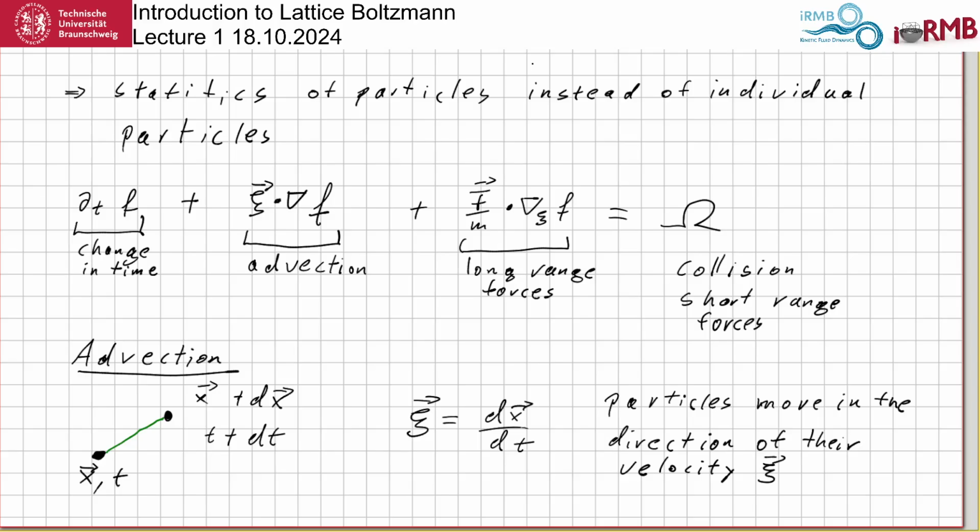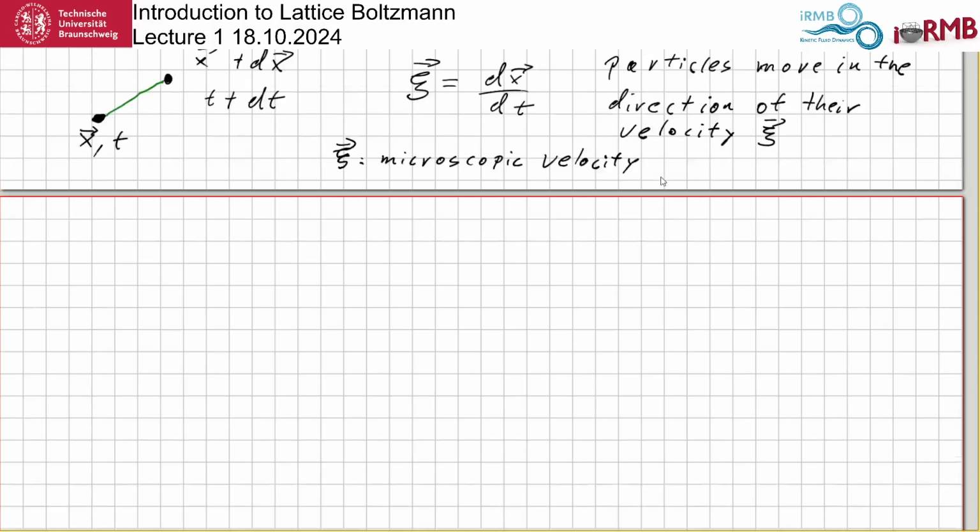Velocity xi. So xi, just also write it down, is the microscopic velocity. So I need more paper.